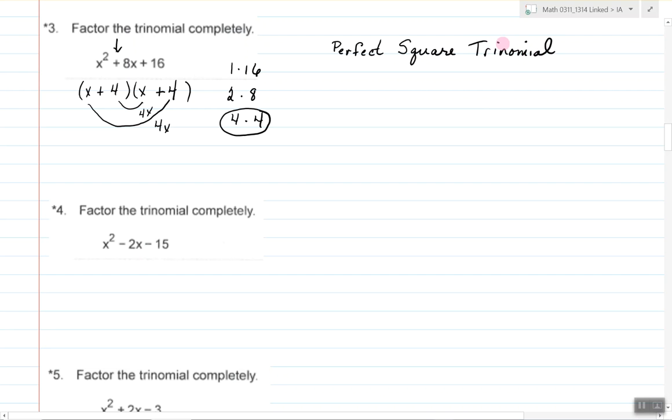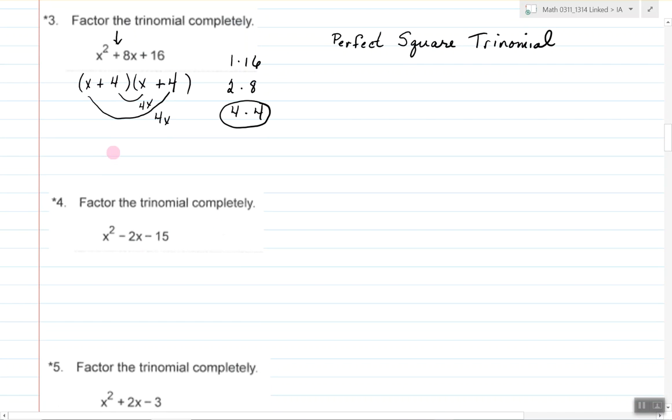Now you can factor it just fine without recognizing that, but in the future it may be helpful to understand what a perfect square trinomial is and what it looks like. A perfect square trinomial can be found by squaring a binomial. Look back over here. It's x plus 4 times x plus 4. That means it could have been written as x plus 4 quantity squared. Because it is the result of squaring something, it is called a perfect square trinomial.